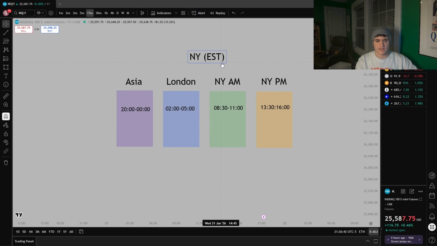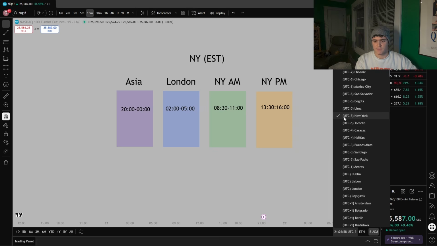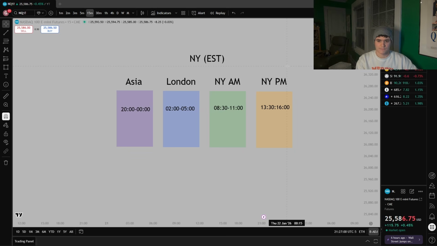So these are the kill zones that you need to worry about. These are the important sessions that you need to understand, and I have the times laid out here. Now, this is in Eastern Standard or New York time. You can adjust that by going down here to the bottom right and clicking time zone, and you want to click UTC -5. That's New York, okay?